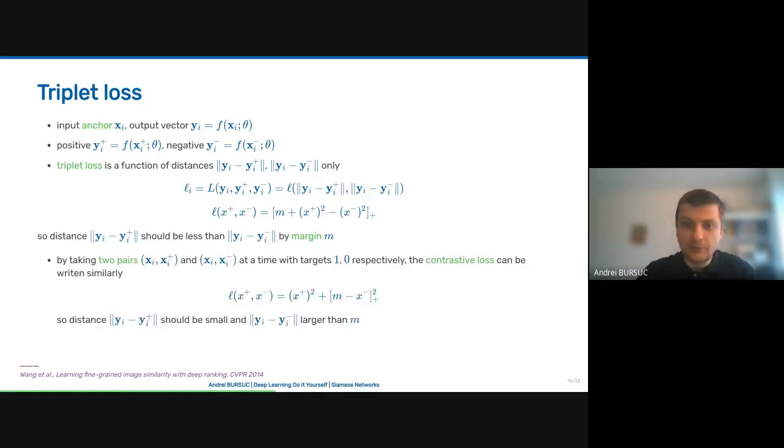So this loss is quite intimately tied to the contrastive loss that we've seen in Siamese networks. If we take two pairs, xi plus and xi minus, a positive pair and a negative pair at the time with targets 1 and 0, we can actually rewrite the contrastive loss in a similar manner, because if you remember, we have the t, and here was the 1 minus t. So if we just discard this t term and we put them in, we could actually have it here. Considering these two samples at the same time, we actually end up with the contrastive loss. So it's a straightforward extension of the contrastive loss.